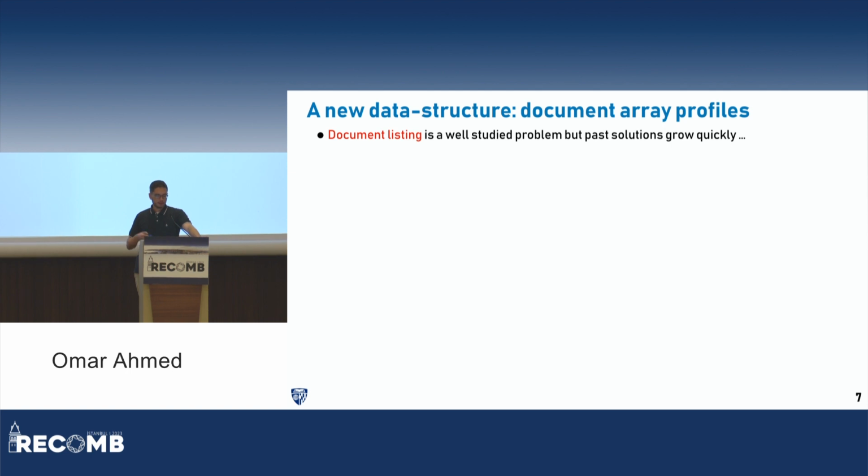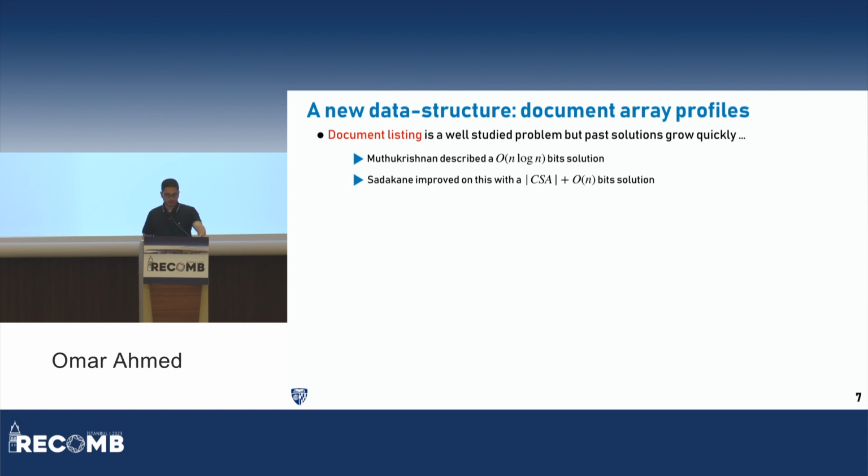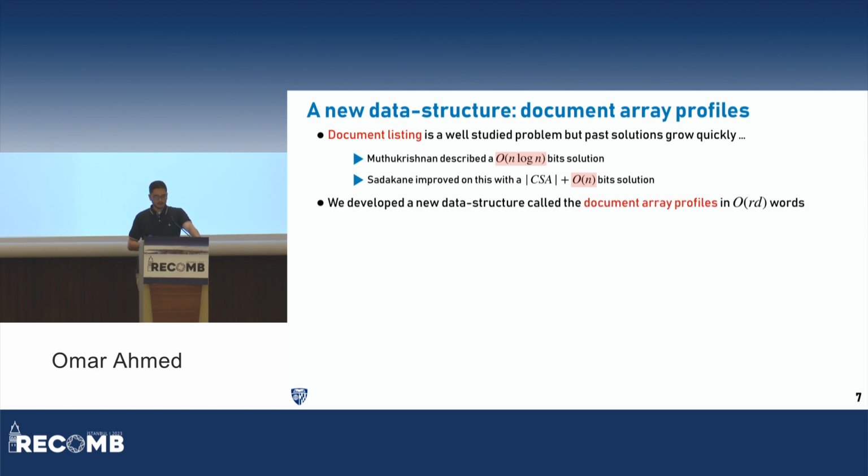So getting into this problem of document listing, which we did an example on 2 slides ago. Document listing is a well-studied problem. There have been solutions proposed in the past, and I'll quickly summarize a couple. Muthukrishnan and Sadakane developed 2 document listing solutions. The main thing I wanted to highlight is that both of them have space complexities that are linear. And this is not ideal for pangenomic applications where the databases are so big at this point. It makes it impractical to use a data structure with that space complexity. So we wanted to develop a smaller approach.